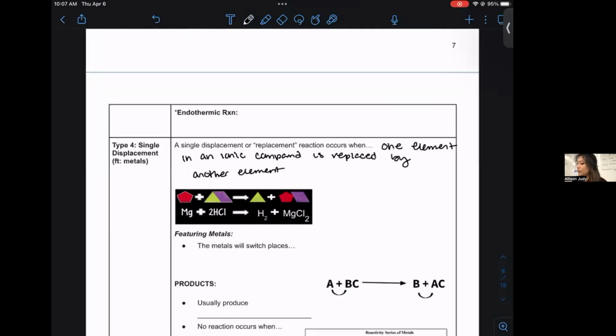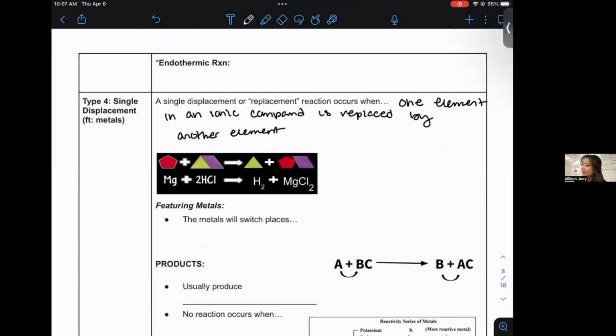So for example, we can have this occur with metals kicking out other metals. Remember, metals are cations in ionic compounds. So what we're really seeing is a switch of cations, a replacement of cations.